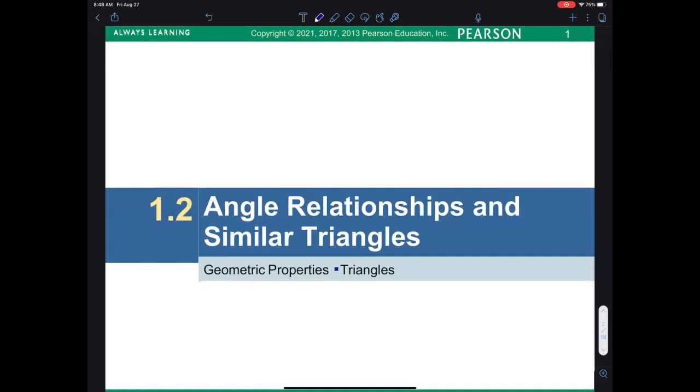So in 1.2, we have angle relationships and similar triangles. Similar triangles is the big, most important one here. But we're going to begin with some geometric properties and then look at triangles and then, more importantly, similar triangles.